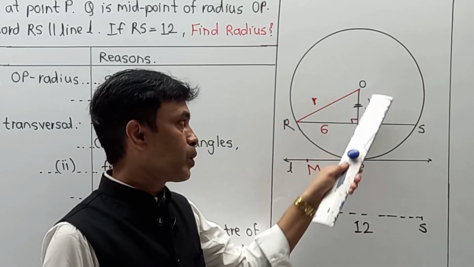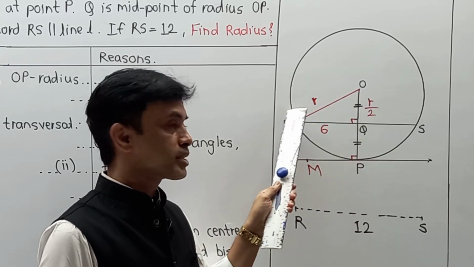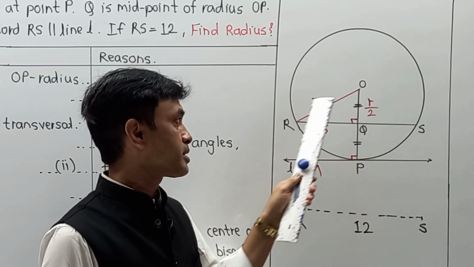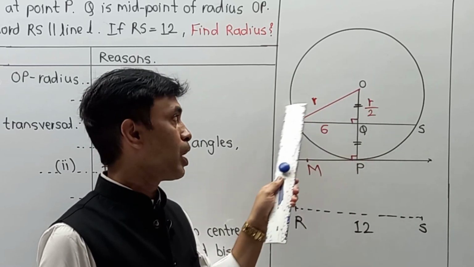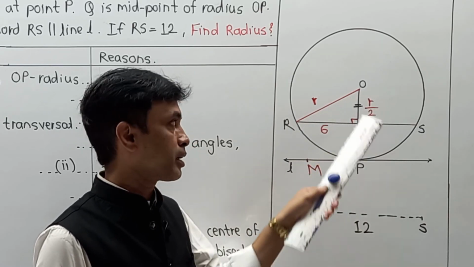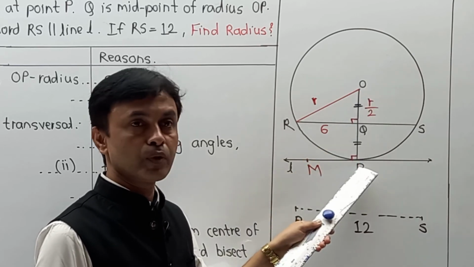In the case of triangle OQR, your radius OR is equal to radius OP. We have assumed the radius as R, so your OR becomes radius R. Naturally your OP also becomes R, but Q is the midpoint of OP. Q is the midpoint of OP.